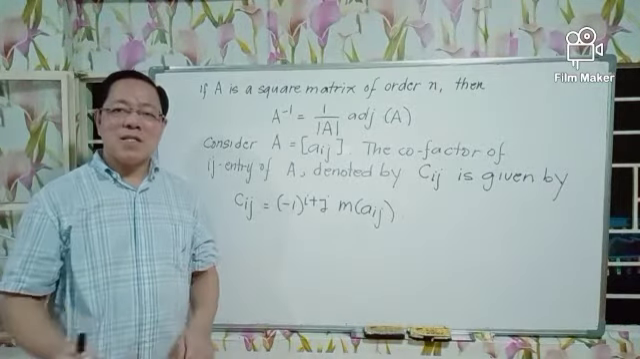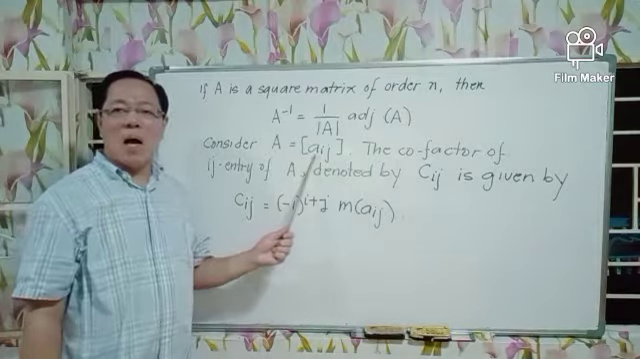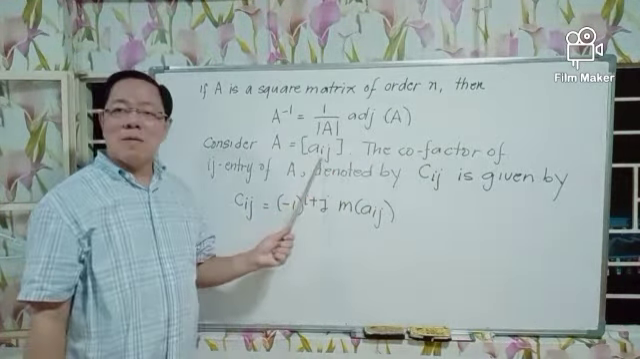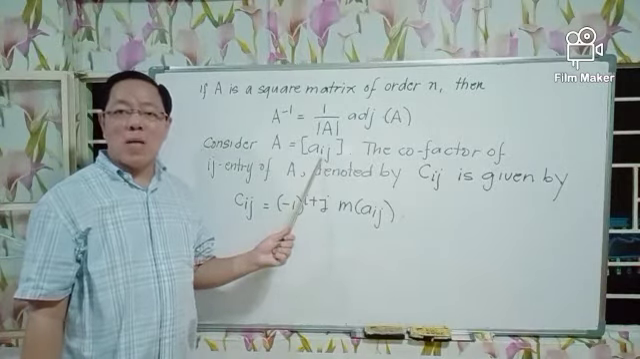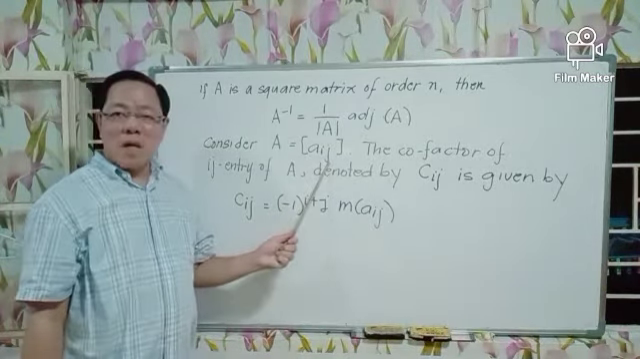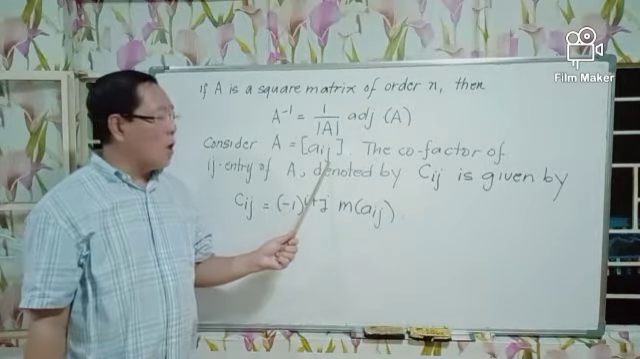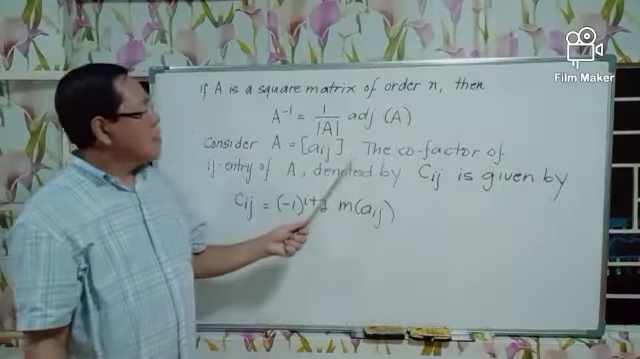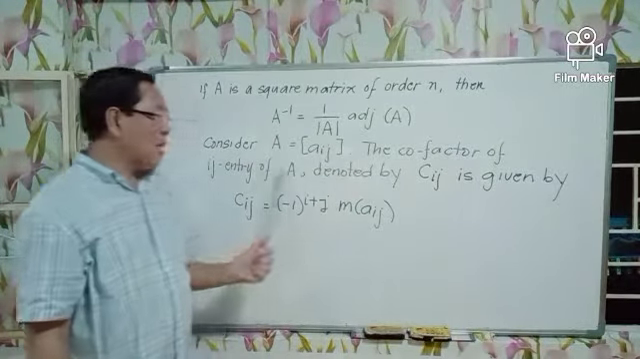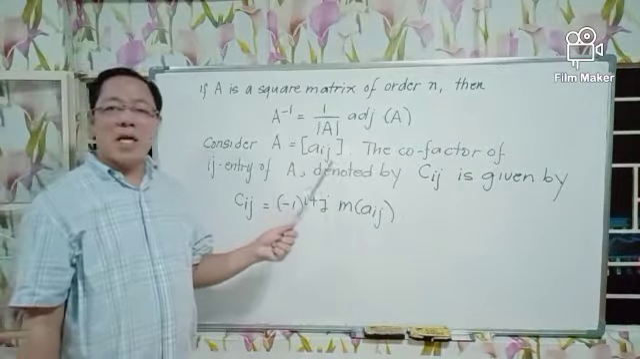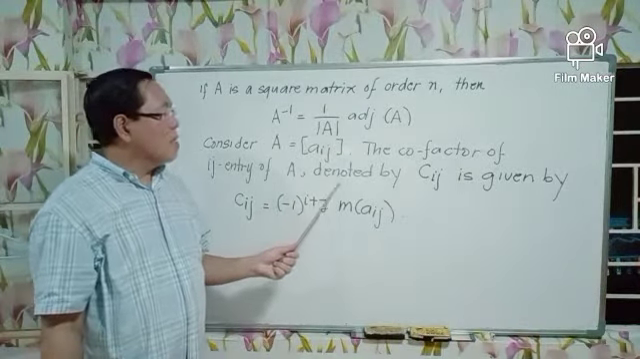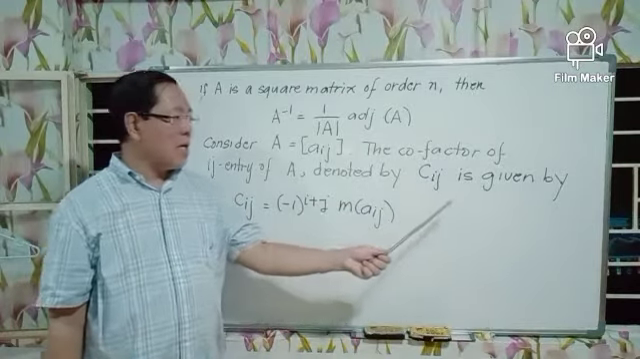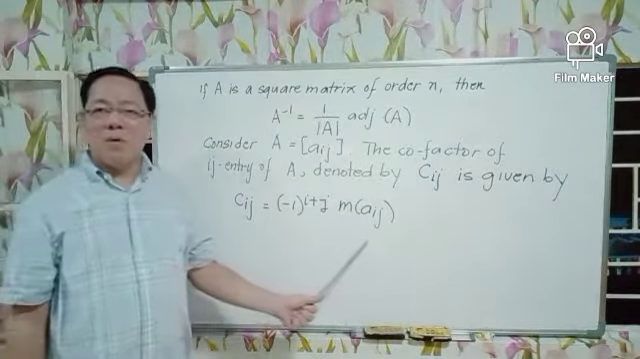We let the entries of matrix A be denoted by A sub ij because A is a matrix of order n. The subscript i, which gives the row number, goes from 1 to n, and also the subscript j, which gives the column number of the entry A sub ij, goes from 1 to n. Then the cofactor of the ij entry of A, denoted by C sub ij, is given by this formula.